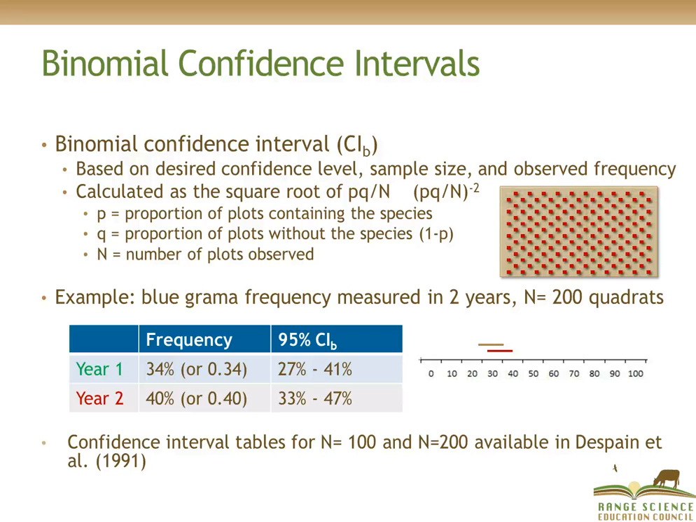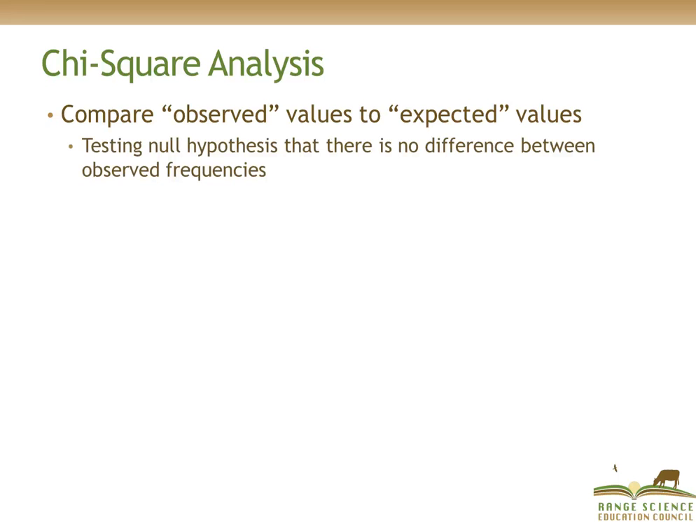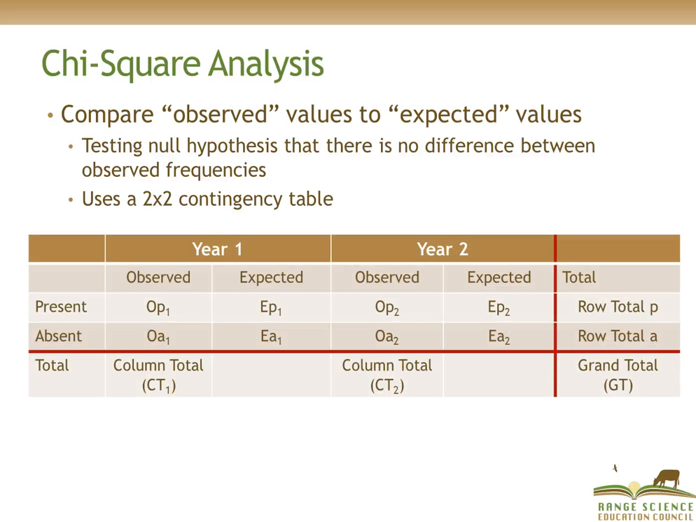Now let's look at using a chi-square analysis, and we will look at the same example. With a chi-square analysis, we want to compare observed values, those values that we obtained in the field, to expected values. We're testing a null hypothesis that there is no difference between the observed frequencies that were detected in 2 different years, and we use a 2x2 contingency table for chi-square analysis.